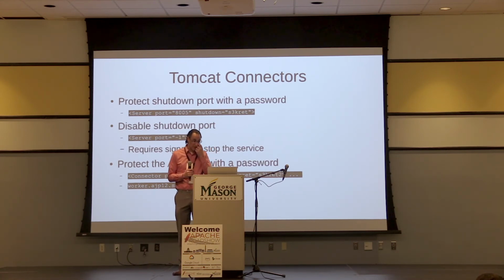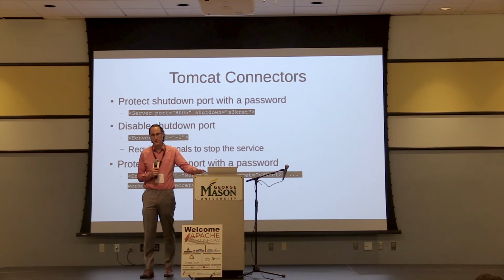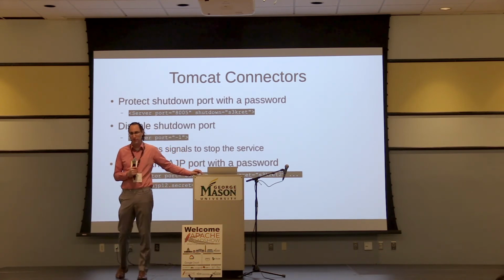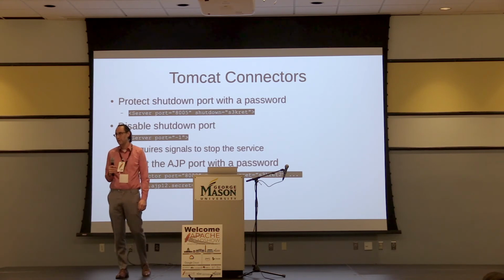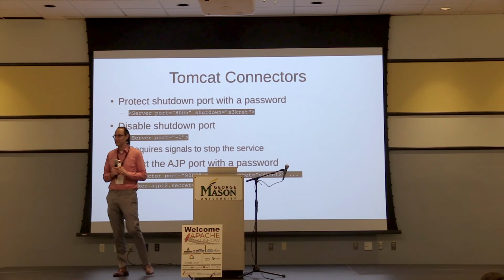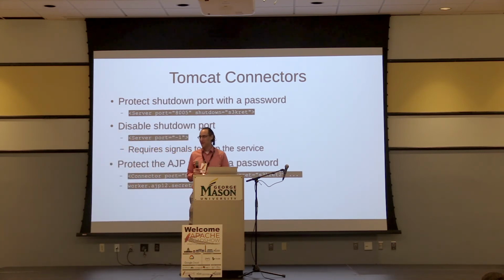So protect the shutdown port with a password. I mentioned earlier that Tomcat is pretty much secure out of the box. The only problem is there's a shutdown port. If you type telnet localhost 8005, press enter, type the word shutdown and press enter, boom, your server goes down. It's hilarious if it's your buddy who's running the server. It's not funny if it's happening to you in production. So you can disable that port, or you can set a password for it. And this is how you set a password for it, up there at the top.